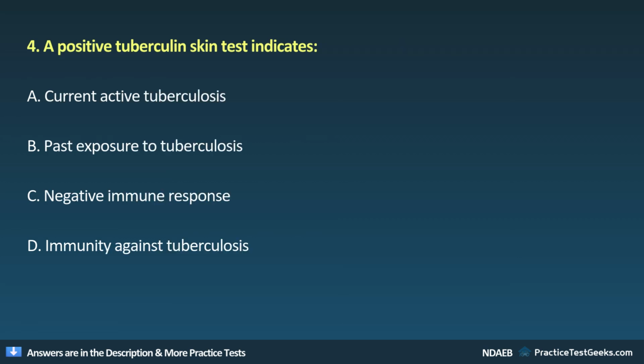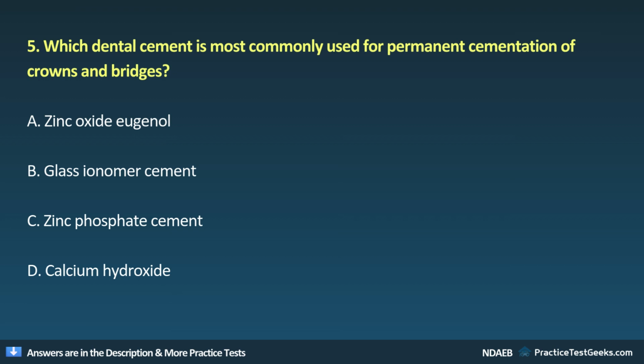4. A positive tuberculin skin test indicates A. Current active tuberculosis. B. Past exposure to tuberculosis. C. Negative immune response. D. Immunity against tuberculosis. 5. Which dental cement is most commonly used for permanent cementation of crowns and bridges?